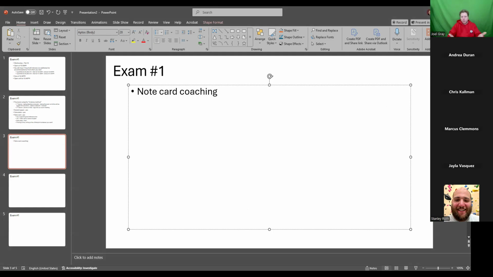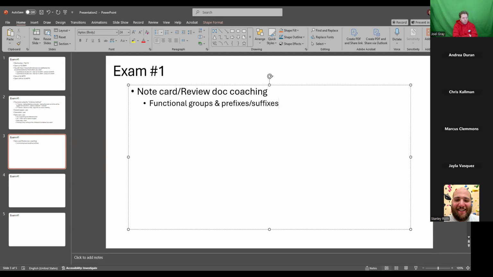So what are good things to put onto your note card, or I'll say review doc? No, I'm going to say note card slash review doc coaching. What I would say are functional groups and suffixes. If you remember, I mentioned functional groups and prefixes, suffixes.